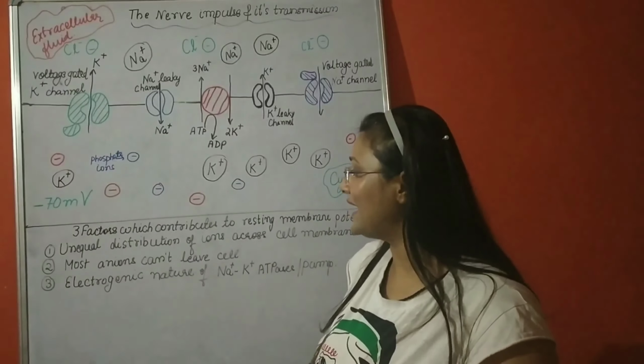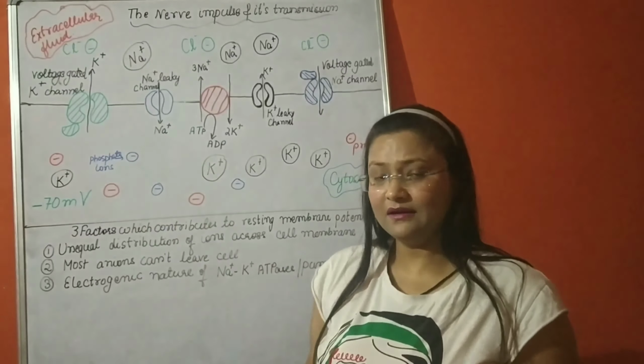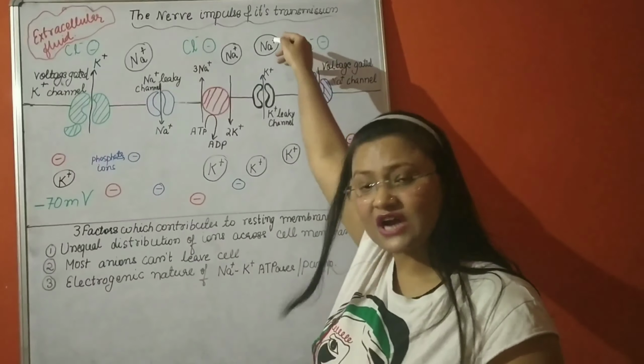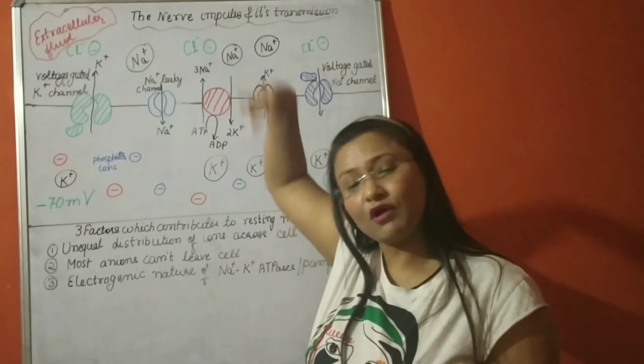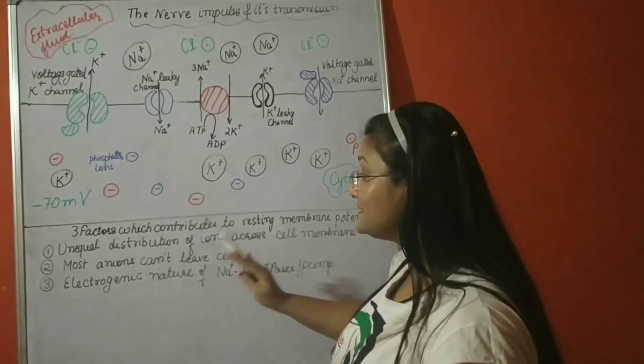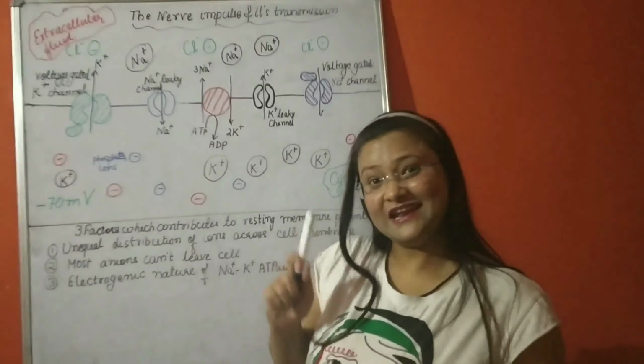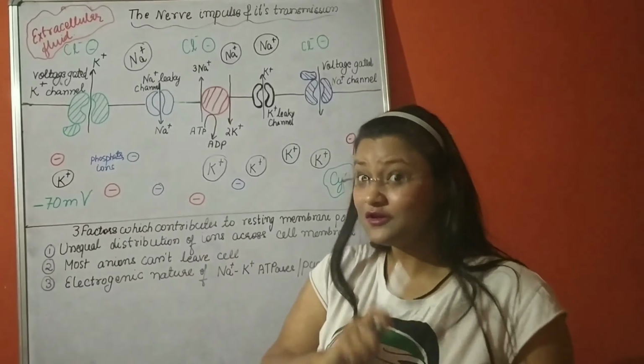And this is the reason why the inside is negative, because positive charge is going outside. If positive is going outside, that means comparatively the inside will be negative. So this is the major factor why the inside of a neuron is negative. This is the major factor, not the only factor.